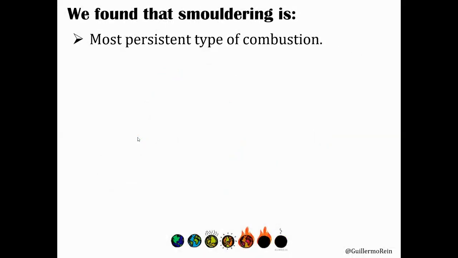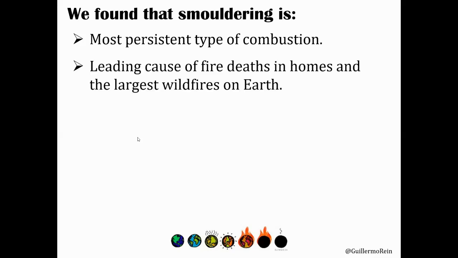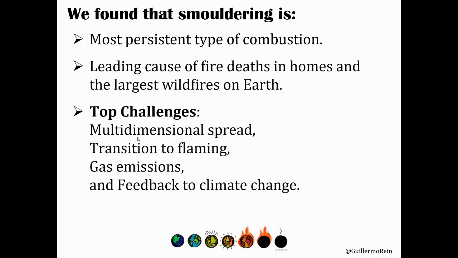Okay? So with this, I'm finishing. I would just like to highlight what we have found. We have found that smoldering is the most persistent type of combustion. There is something about smoldering that planet Earth likes. That is a leading cause of fire deaths in homes. It's a deadly fire type and actually leads to the largest wildfires on Earth in terms of the volume that it actually burns. We've seen the top challenges.